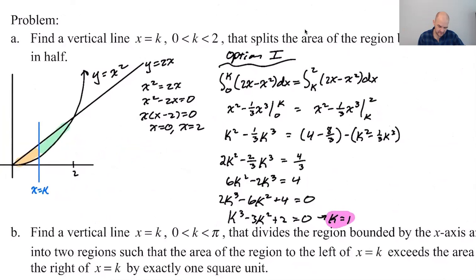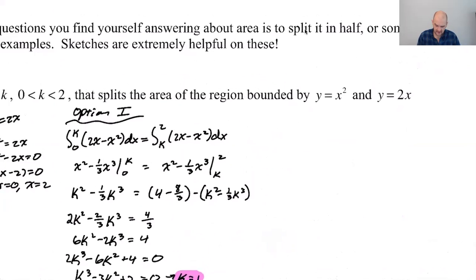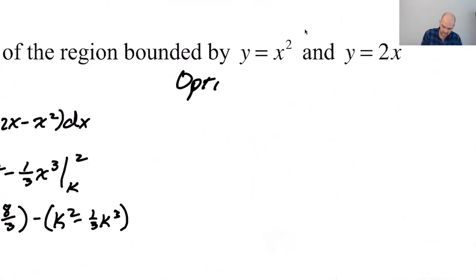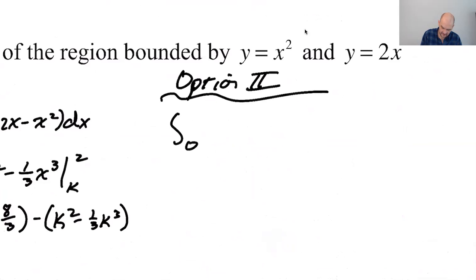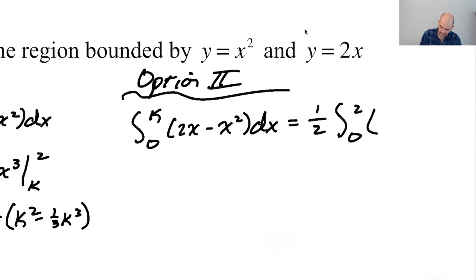So option 2, what I'll do is find the whole area, and then say that the integral from 0 to k should be half of that. And so that has only 1 k in it, and so it's a little easier. So option 2, I'm going to do the integral from 0 to k of 2x minus x squared should be equal to half of the integral from 0 to 2 of 2x minus x squared.